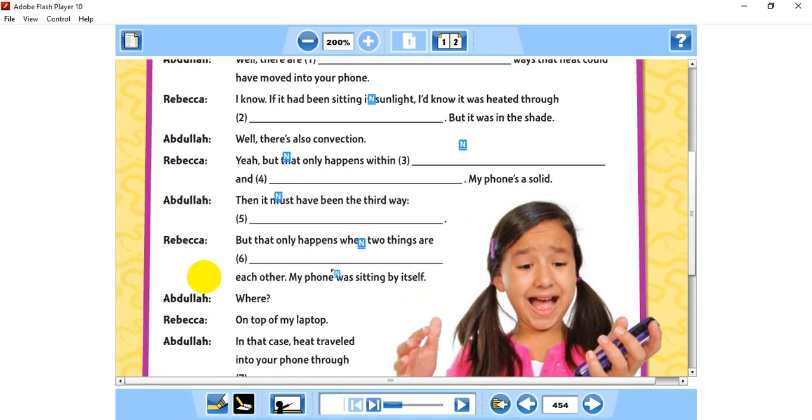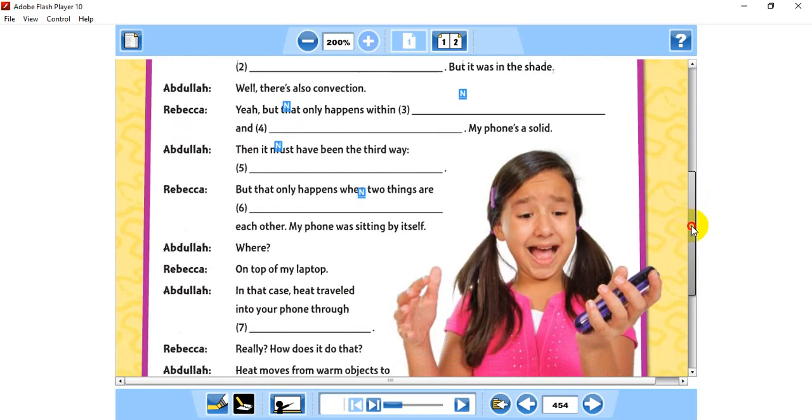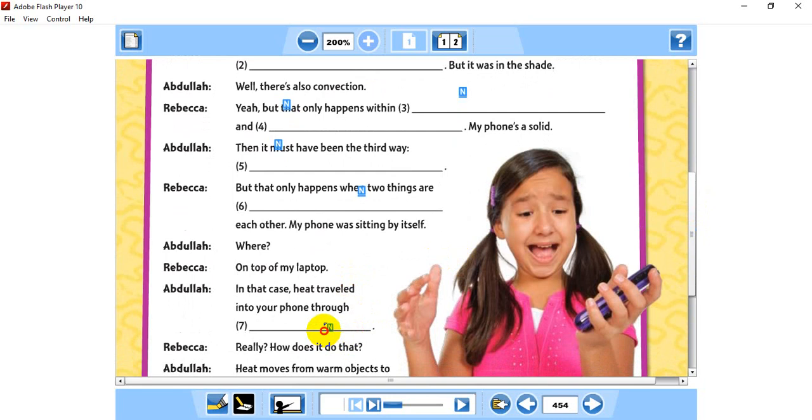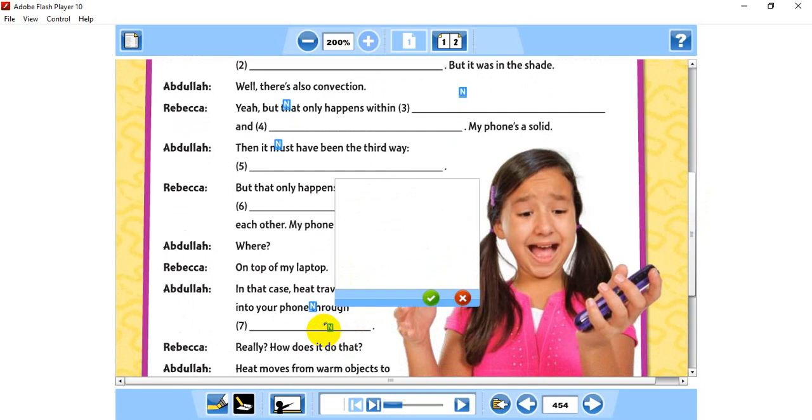What will happen here? Abdullah's asking where: on the top of my laptop. I keep my phone on the top of my laptop. So Abdullah said, in that case, heat travels into your phone through what? Who could answer now, guys? Try to remember. Okay, guys, now you should think well. Heat travels through what exactly? Conduction here also. Here also conduction, because what happened exactly?